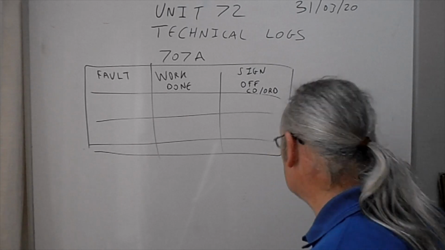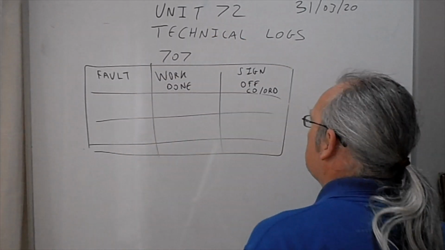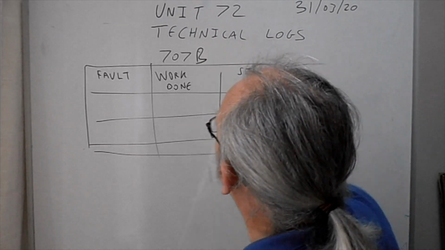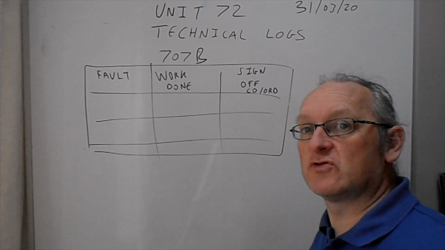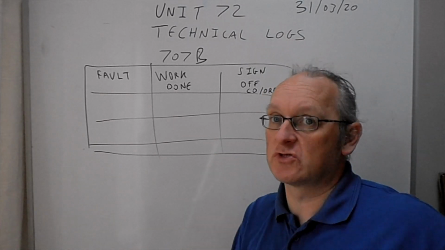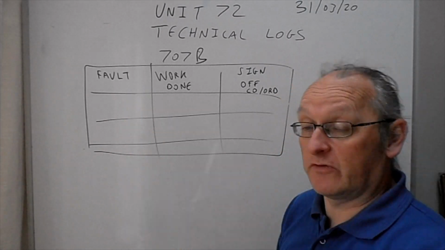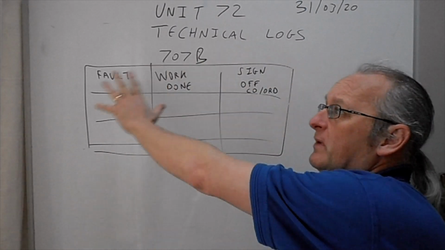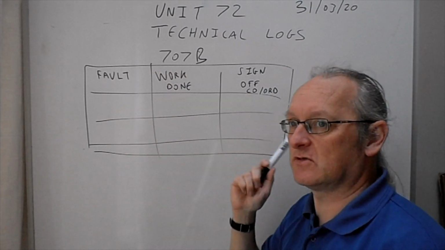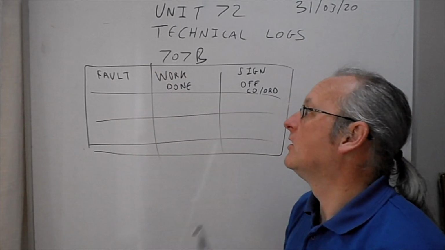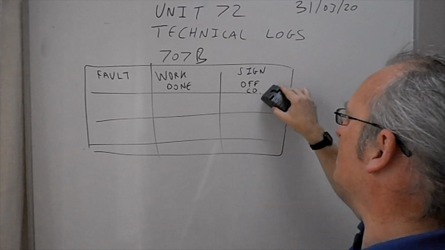Now the 707Bs, on the front sheet of the 707B, unfortunately I don't have one at home to show you. There's loads at work I would show you in the class, but I don't have anything at home. The top end of the front sheet is basically the same as that. What was wrong? How did you fix it? Has it been signed off? That's signed off by a coordinator as well.